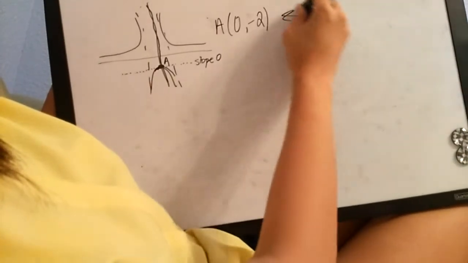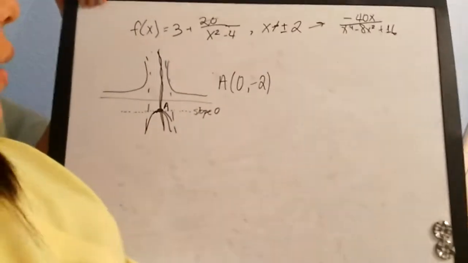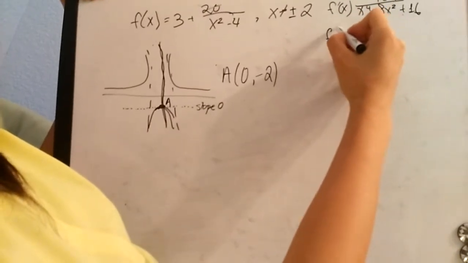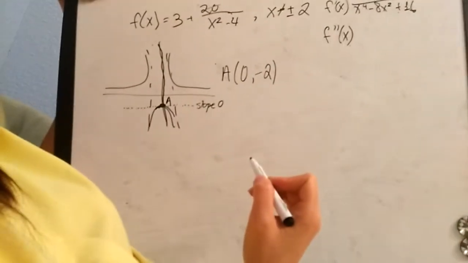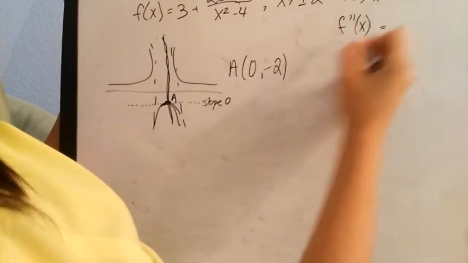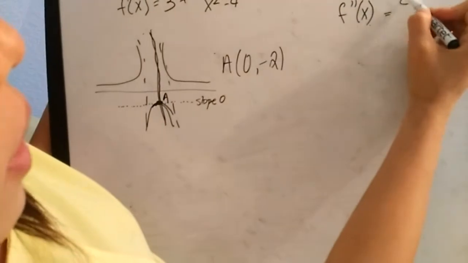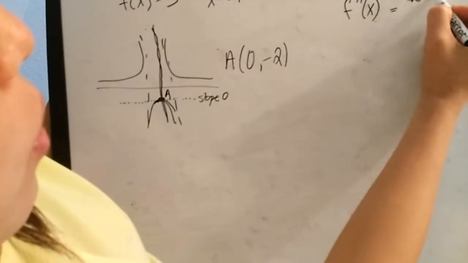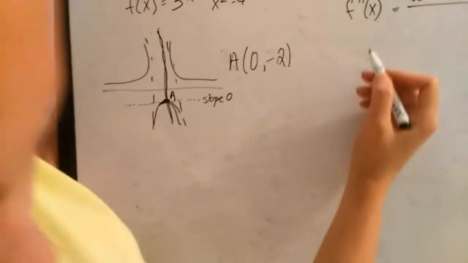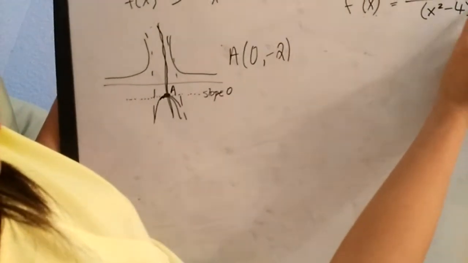So that was the second part of part A. Now we're at part B. It says that our second derivative, so this is f prime x, right? So f double prime x, I forgot what it's called, is the derivative of our derivative of f of x. So the derivative of our derivative is 40 times 3x squared plus 4 over x squared minus 4 cubed.